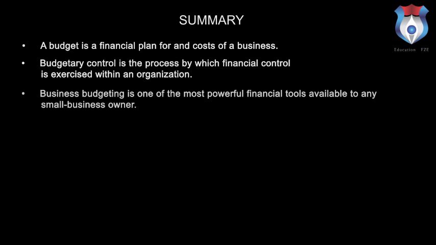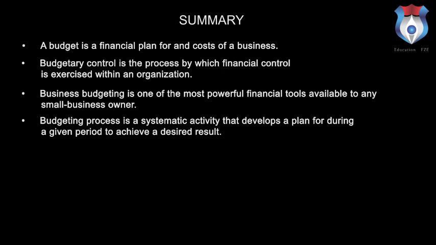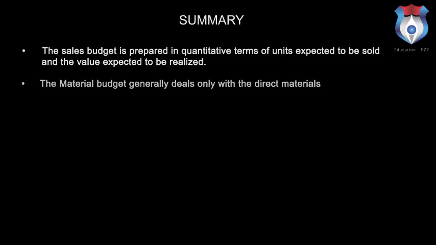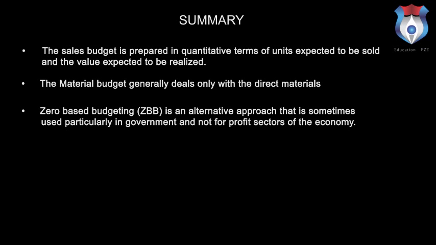Summary. A budget is a financial plan for the income and costs of a business. Budgetary control is the process by which financial control is exercised within an organization. Business budgeting is one of the most powerful financial tools available to any small business owner. The budgeting process is a systematic activity that develops a plan for a given period of time to achieve a desired result. The master budget is a combination of all other budgets prepared for a specific period. The sales budget is prepared in quantitative terms of units expected to be sold and the value expected to be realized. The material budget generally deals only with the direct materials. Zero-based budgeting, ZBB, is an alternative approach that is sometimes used, particularly in government and not-for-profit sectors of the economy.